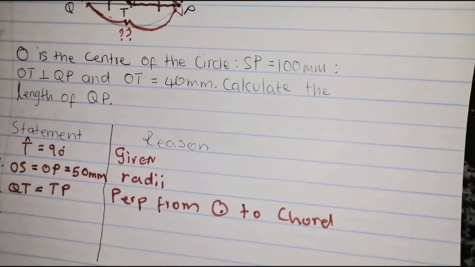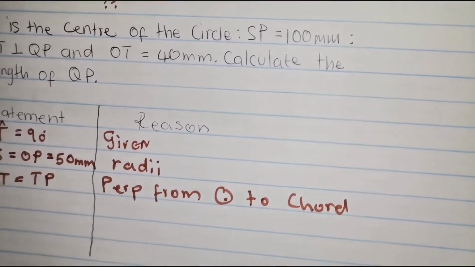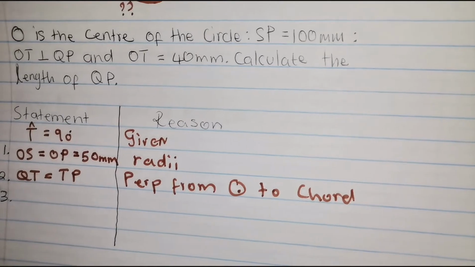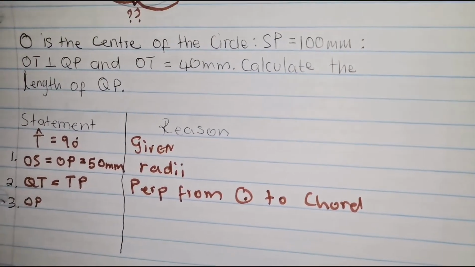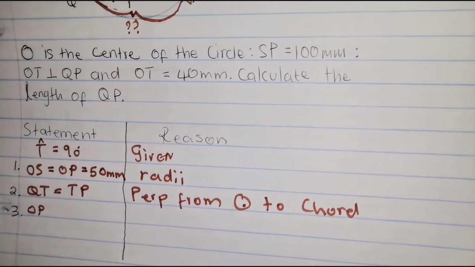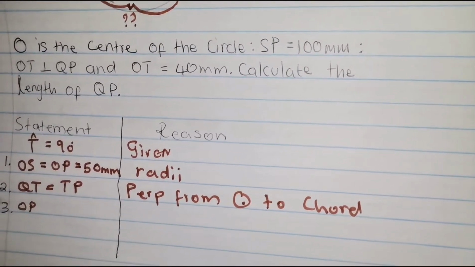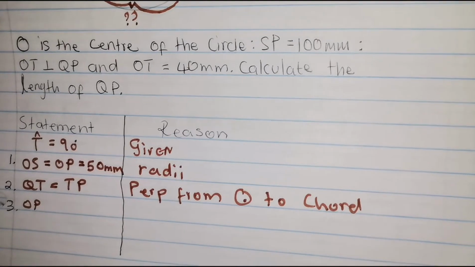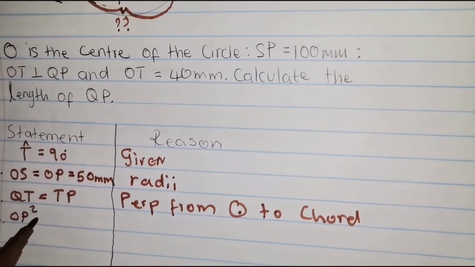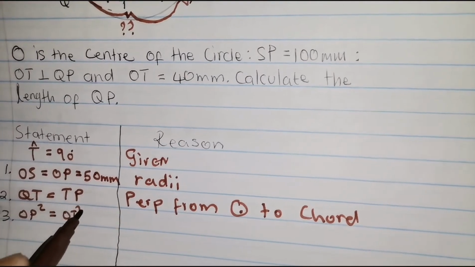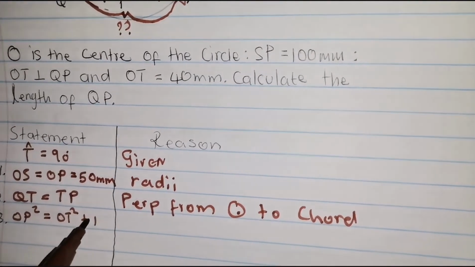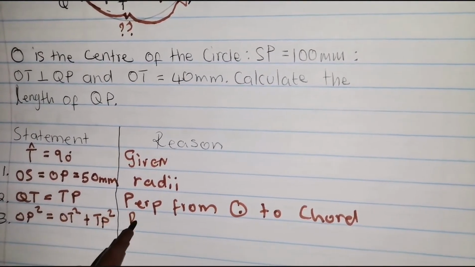Let me just write fast guys. Pythagoras theorem. It says that the longest side OP, you can use Pythagoras in different ways as long as it is according to the rules, or according to the theorem of Pythagoras. OP squared, our hypotenuse side, is equal to OT squared plus TP squared. Reason: Pythagoras.